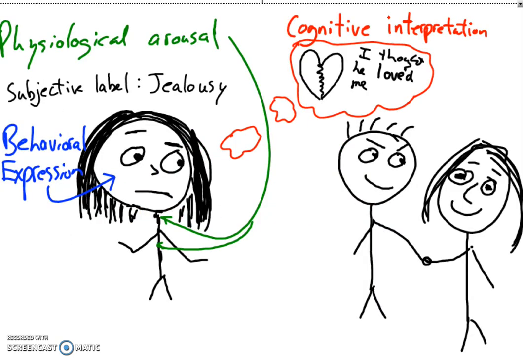For example, here we have a situation where a girl looks on her boyfriend with another girl. Her ex-boyfriend, I suppose it is. This is jealousy. She would have this subjective label of jealousy. Her physiological arousal might be sort of this feeling of emptiness in the pit of her stomach, maybe an increased heart rate, maybe some sweating. Her behavioral expression would be cast down face, possibly this look of disdain with the eyebrow here. And her cognitive interpretation would be something like, I thought he loved me.